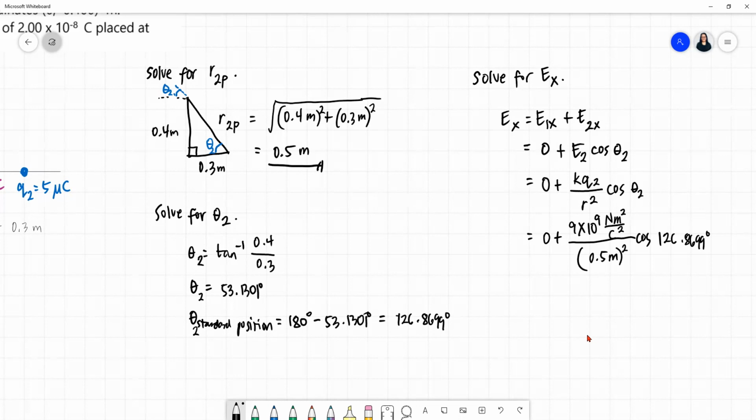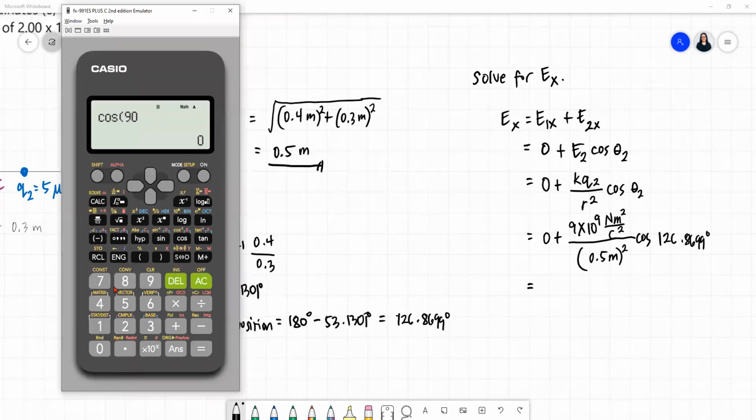You can put the negative sign yourself. But if it's already in standard position, all you have to do is just add everything, all the x components. So we have the total electric field along the x-axis. So we have 9 times 10 raised to the power of 9, times cosine of 126.8699, divided by 0.5 squared. So it's negative 2.16 times 10 raised to the power of 10.